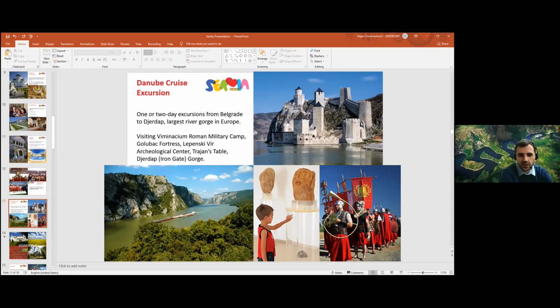So you have archaeological sites like Viminacium, Lepenski Vir, Golubac Fortress is here on the picture, and actually the Danube. The Danube Gorge is the place where the Danube is the narrowest. And at the beginning of the Đerdap National Park is where the Danube is the widest, some 5 to 6 kilometers wide. So it's very interesting to see and to experience, for example, on a boat ride.